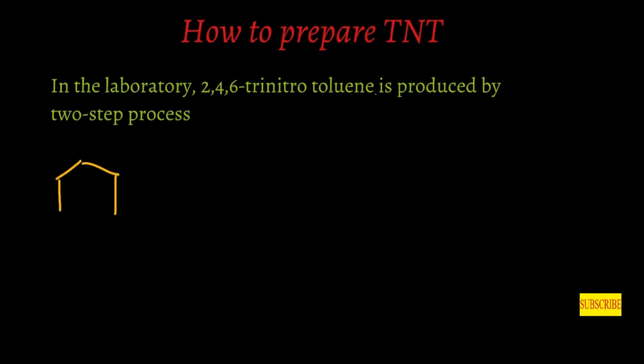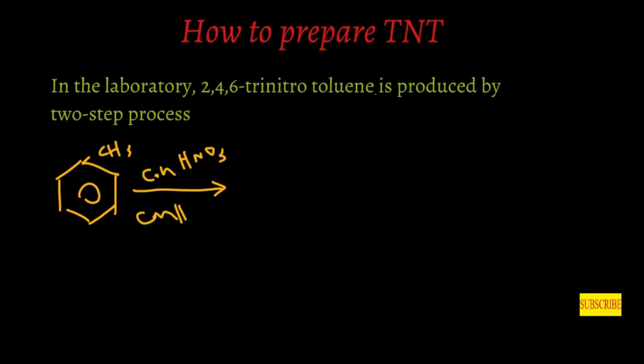First of all, we need to react toluene with concentrated HNO3 and concentrated H2SO4 acid. Then we will have this product. This one is known as mononitrotoluene.